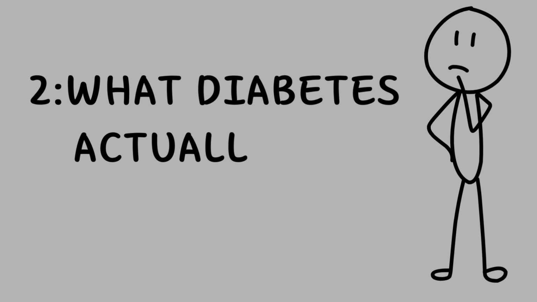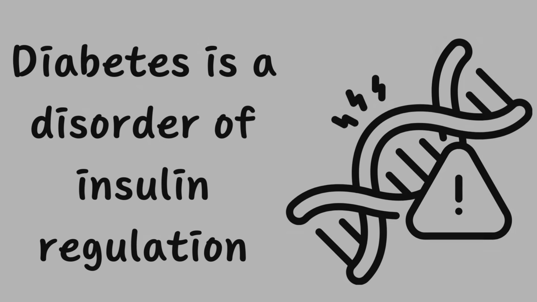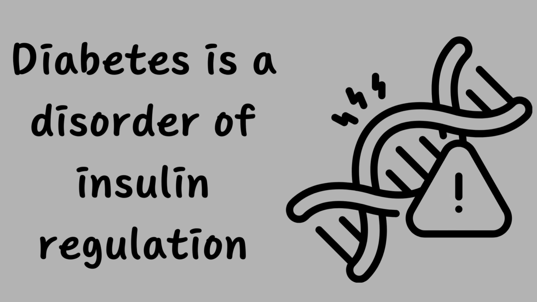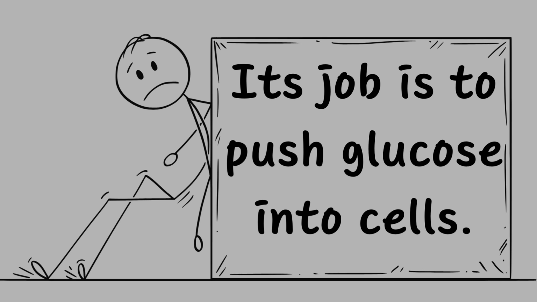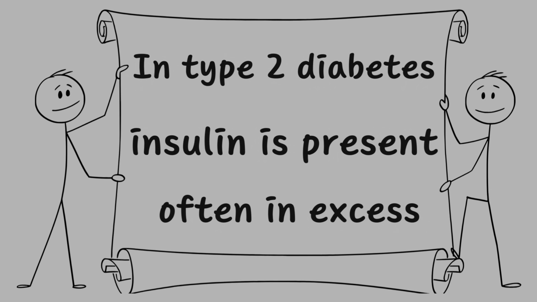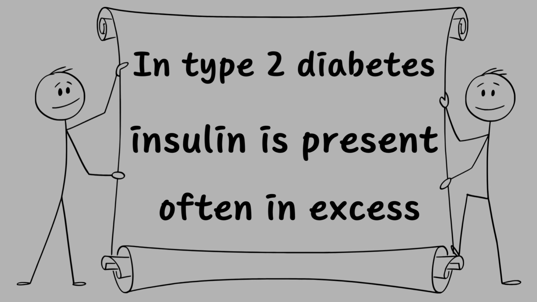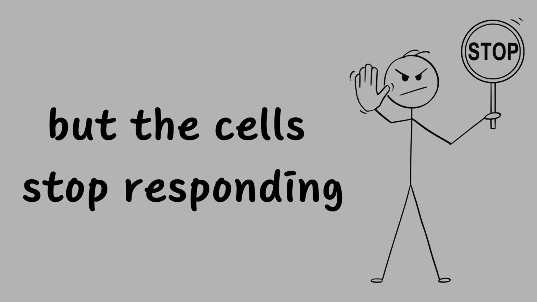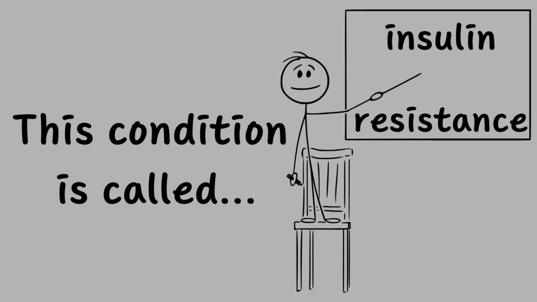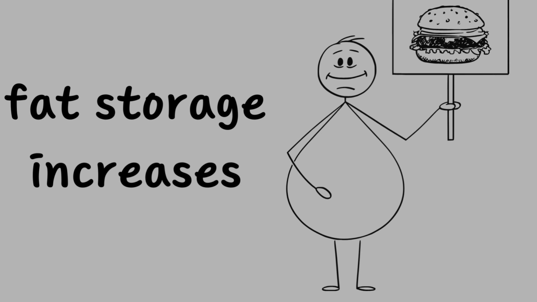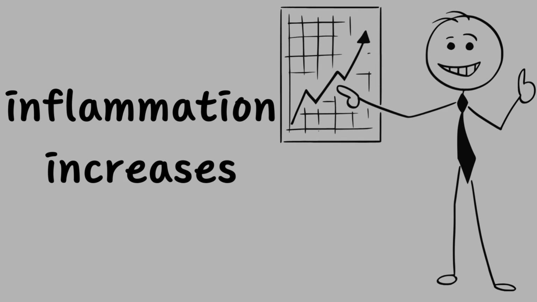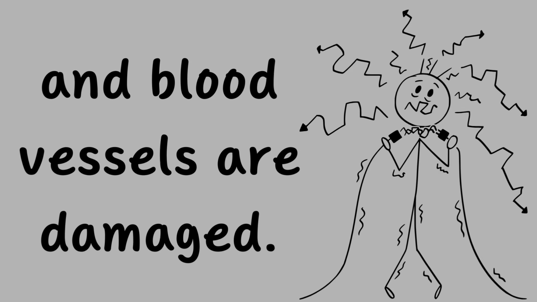What diabetes actually is. Diabetes is a disorder of insulin regulation. Insulin is a storage hormone. Its job is to push glucose into cells. In type 2 diabetes, insulin is present, often in excess, but the cells stop responding. This condition is called insulin resistance. As insulin rises, fat storage increases, inflammation increases, and blood vessels are damaged.